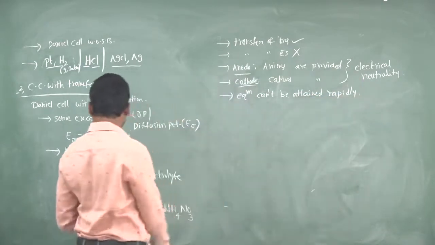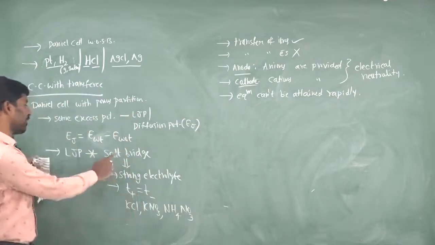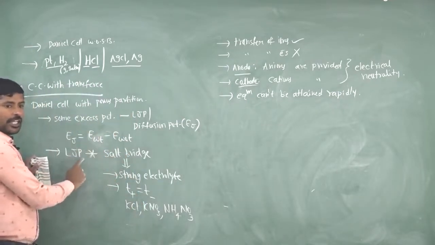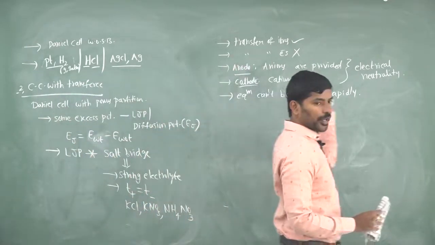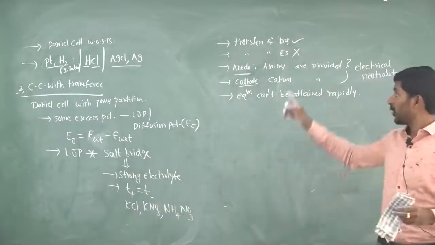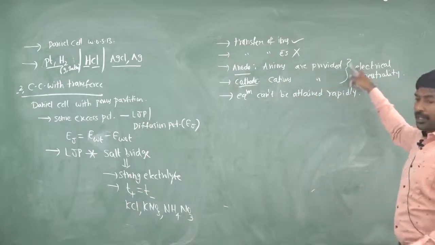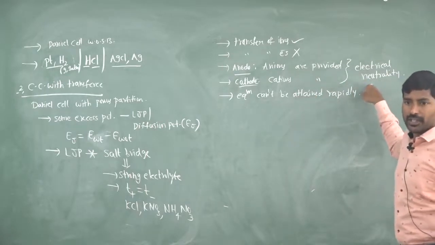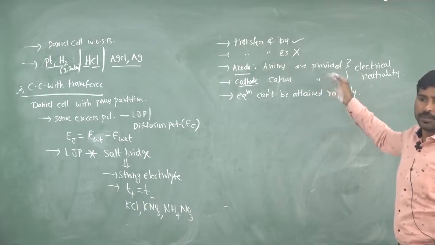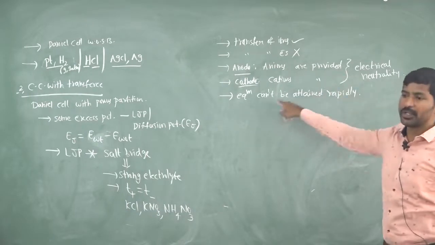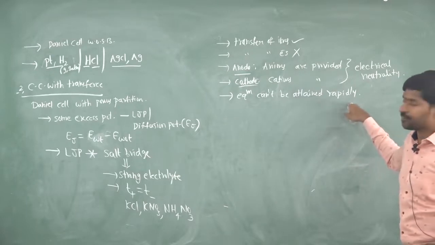These are some advantages we have with the salt bridge. The salt bridge prevents liquid junction potential. It provides a sufficient number of anions and cations in the anodic and cathodic halves of the cell, thereby maintaining electrical neutrality. So electron flow takes place freely.